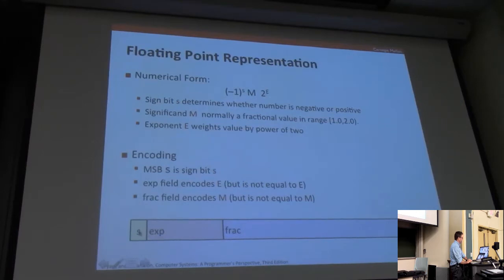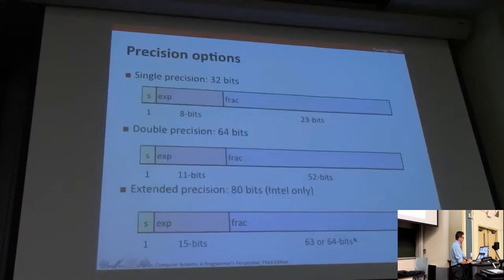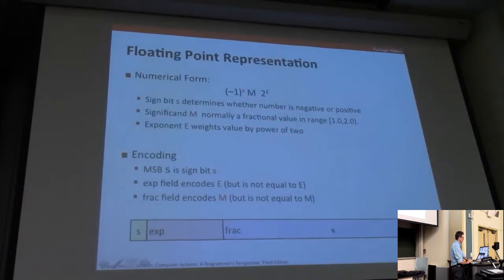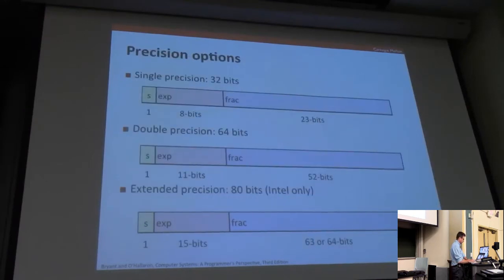The sign bit s is the most significant bit. This is followed by some number of bits called the exp field, which encodes the exponent e, but it's not identical to e. It encodes e, and we'll see how that works. And then the remaining bits are the frac field, which encodes m but isn't identical to m.